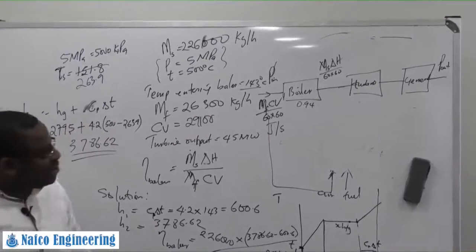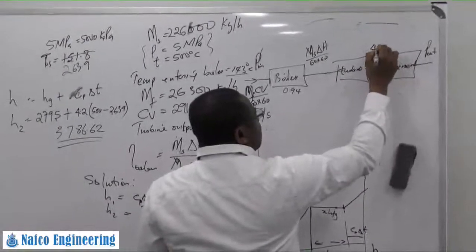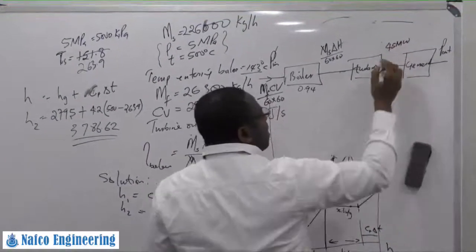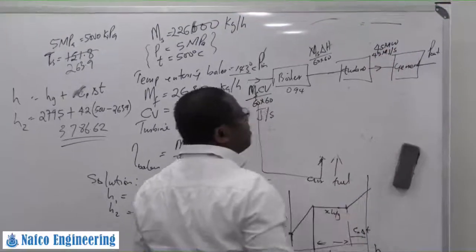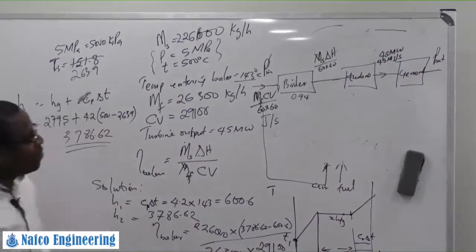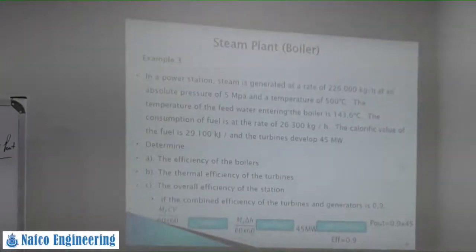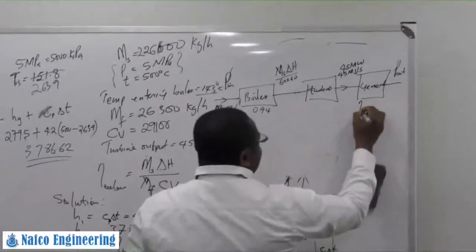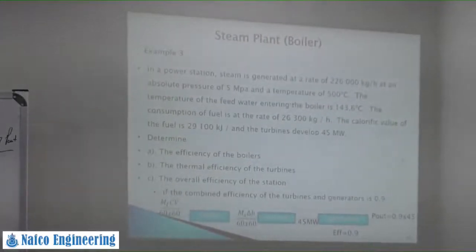Okay, agreed. But from the question, they said the turbine output is 45 megawatt, and 45 megawatt is 45 megajoule per second. Then we are even given the efficiency of the generator, which they said is 0.9. Now the question is to calculate the thermal efficiency and the overall efficiency of the station.